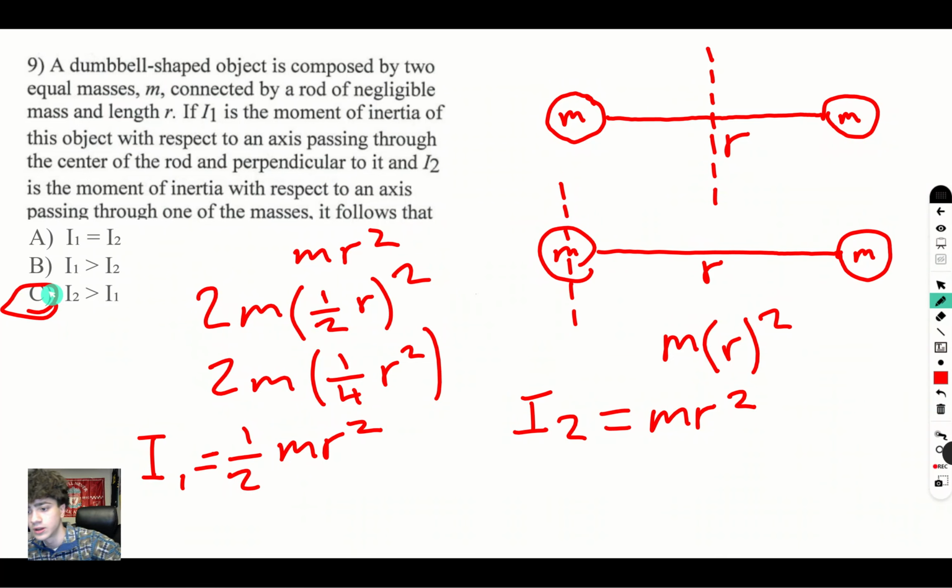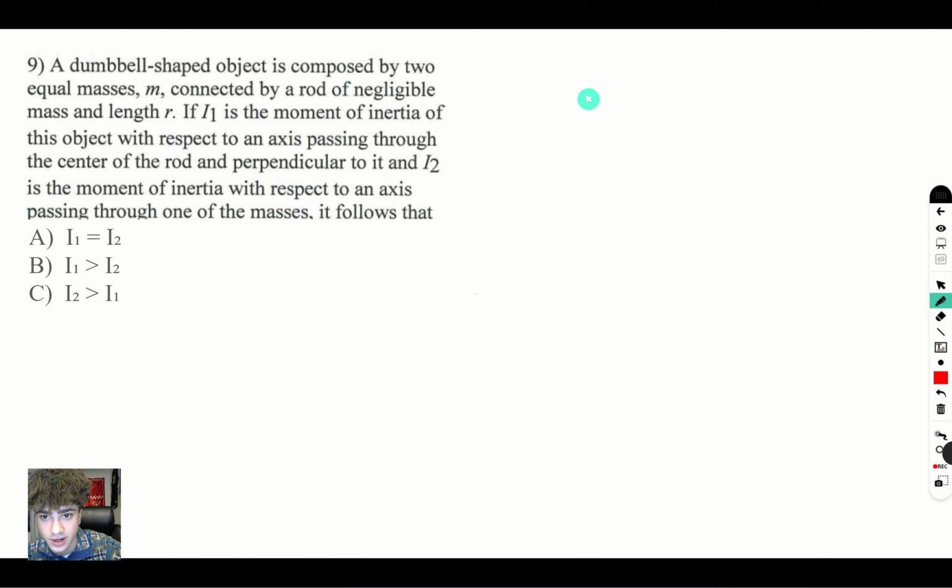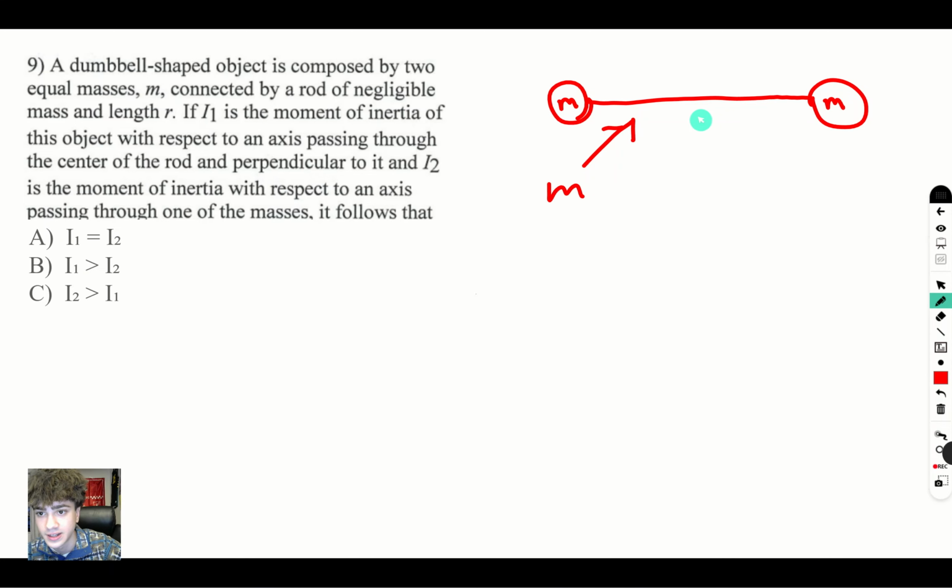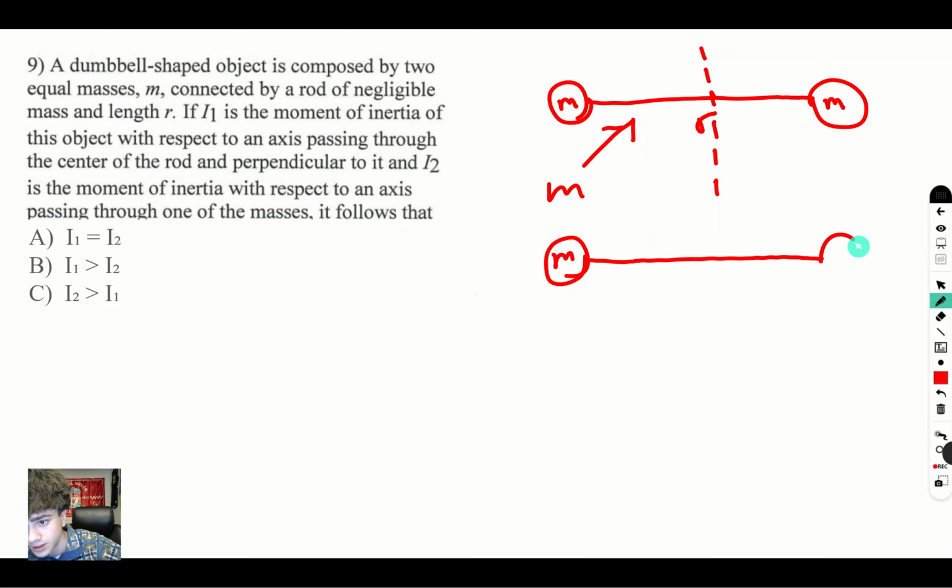Now, would our answer change if the rod had a mass? Let's take a look. Alright, so let's set up the same systems again, except this time, let's say that our rod also has a mass m, and it still has the length r, and I1 is still rotating around the center. And let's get another one going. Mass m, length r. The rod's also going to have a mass m, and the axis is going through one of the masses.